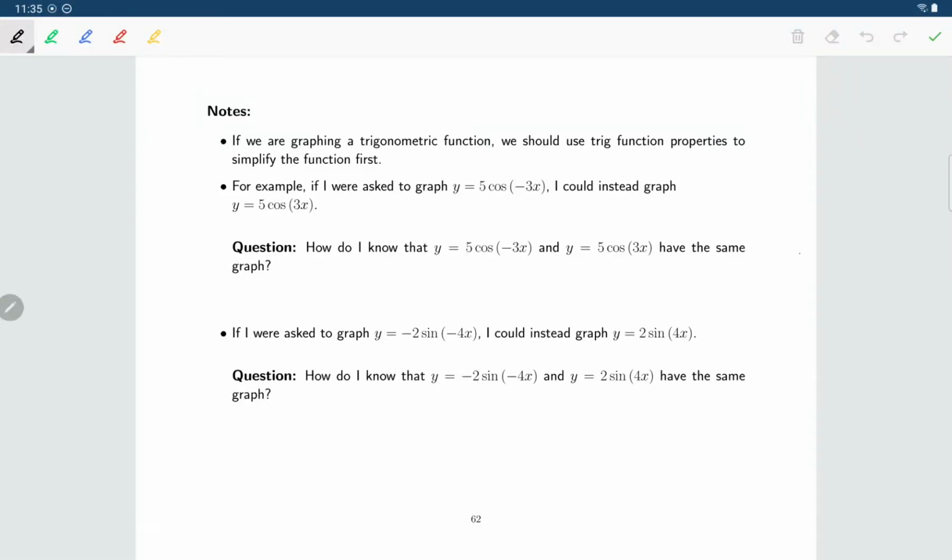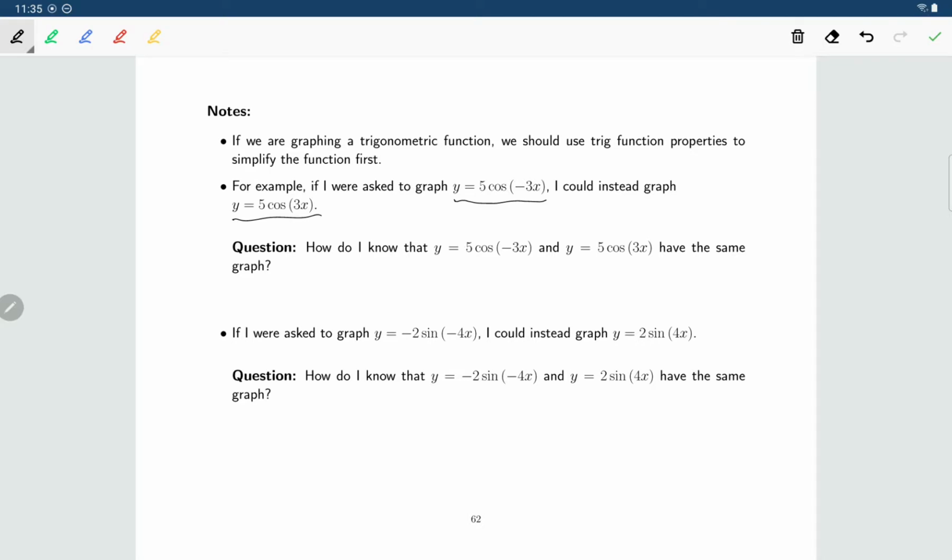Welcome back. In the second part of this lecture, we'll be talking about graphing transformed sine and cosine functions. Before we graph them, we can simplify them using some properties that we know about our trig functions. For example, if you gave me 5 cosine of negative 3x, I would instead be graphing 5 cosine of positive 3x.